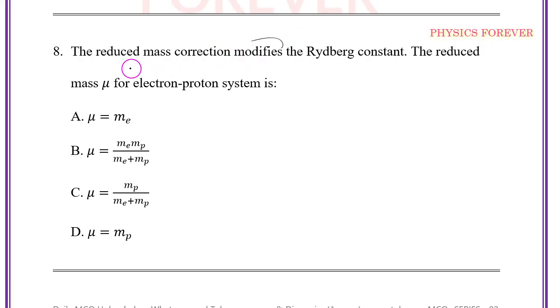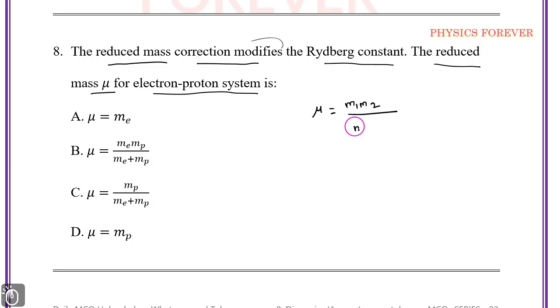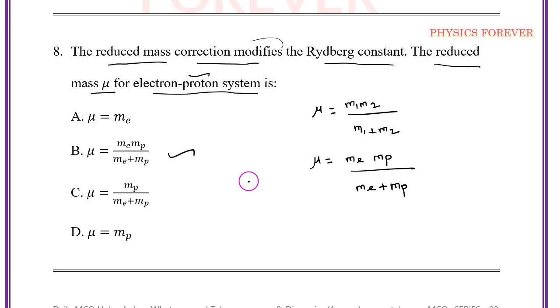Question number 8: for the reduced mass correction that modifies the Rydberg constant, what is the reduced mass mu for the electron-proton system? In general, mu can be written as m1 m2 by m1 plus m2. In this case, for the electron and proton, mu is equal to mass of the electron times mass of the proton by mass of the electron plus mass of the proton. So option B is correct. It is slightly less than the mass of the electron and is used for the accurate energy formula.